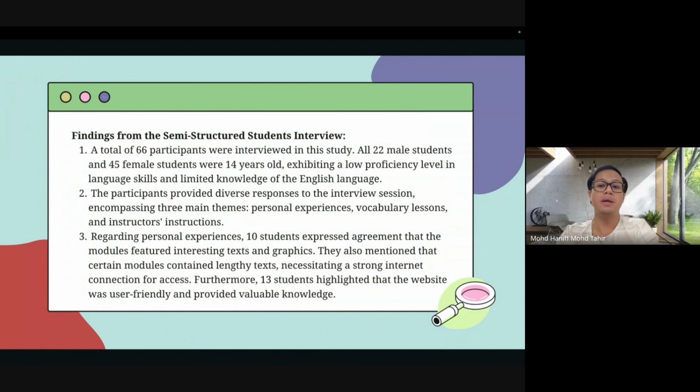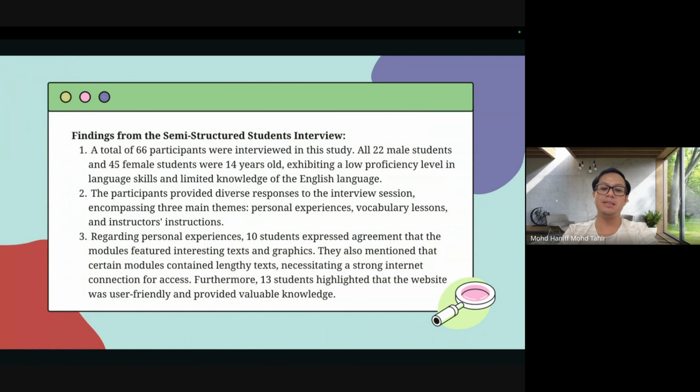All 22 male students and 45 female students were 14-year-old, exhibiting low proficiency level of English language. These participants provided diverse responses to the interview session, encompassing three main themes, which are personal experiences, vocabulary lessons, and instructors' instructions.